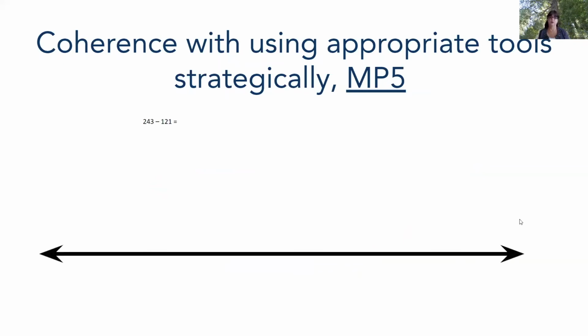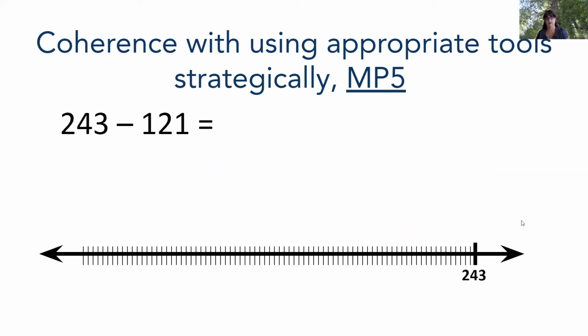So I'm going to give you some more examples of coherence with these. So using appropriate tools. So here you go. Here's a number line. And you'll notice you saw these little tick marks.